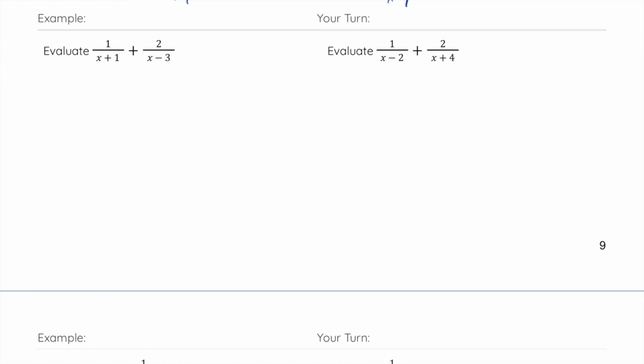Now here we have rational expressions with binomials in the denominator, and what we'll end up doing is multiplying these together. That would be the lowest common denominator, and then we would multiply the other sides by that. So what I mean is, the first term here, I'm going to have to multiply this 1 by x minus 3, and then we end up with x plus 1, x minus 3, plus 2 times x plus 1 all over x plus 1 times x minus 3.